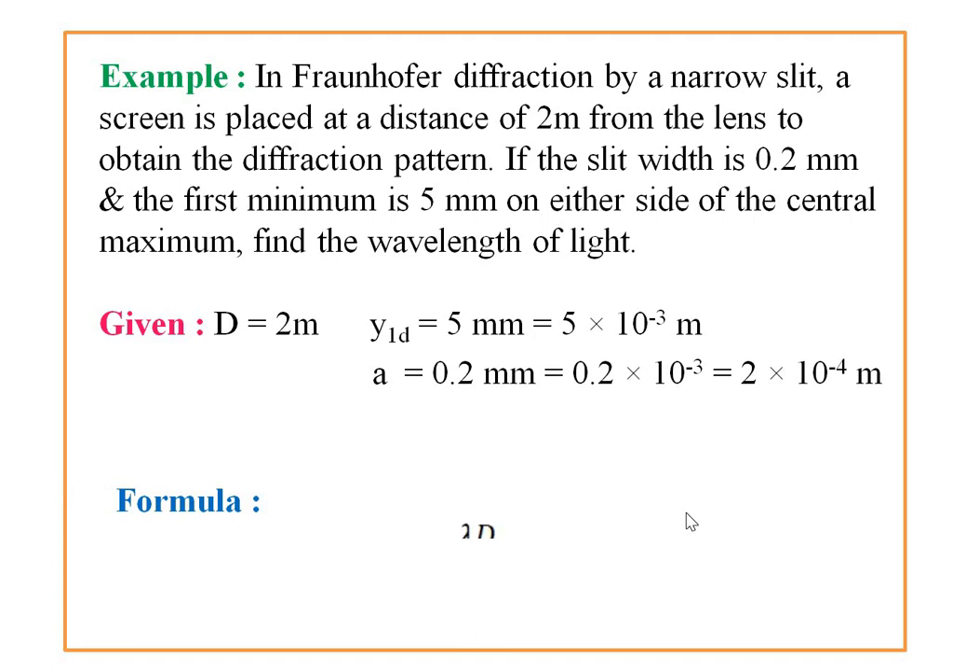So the formula becomes: we know that y_n is equal to n times lambda D divided by a. Rearranging this term, because here we have to find out the wavelength of light. So taking the wavelength, that means lambda term, outside and rearranging this formula, it looks in this way. Lambda is equal to y1 times a divided by capital D.